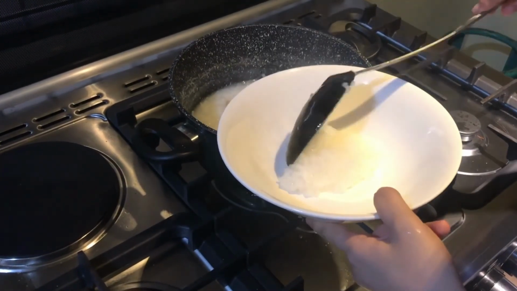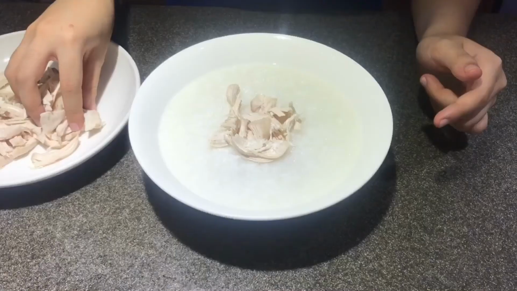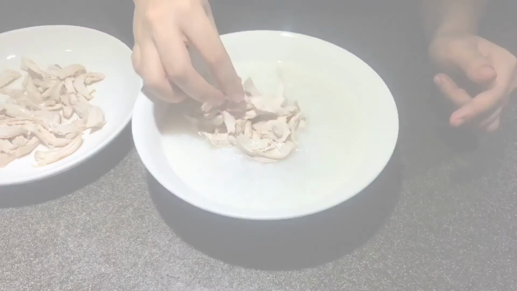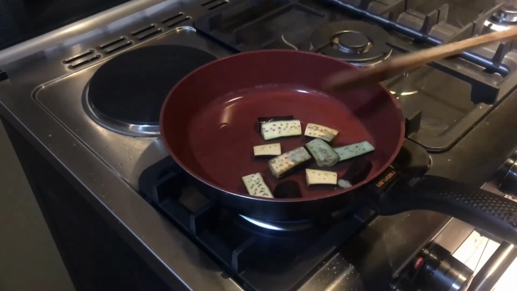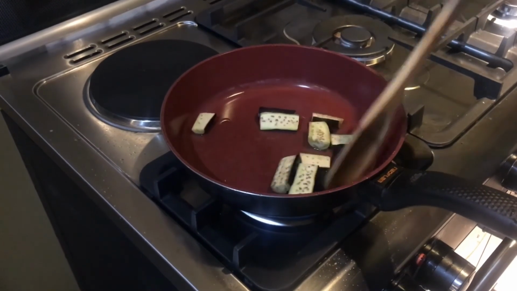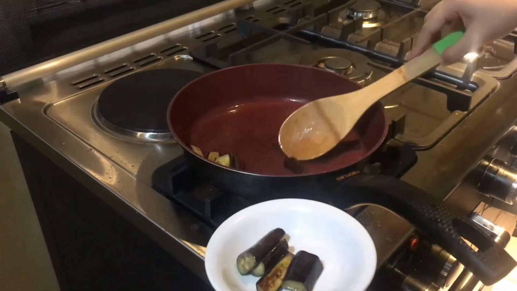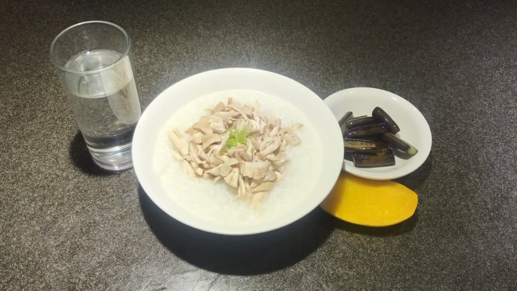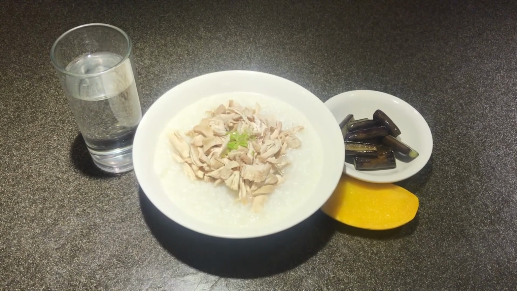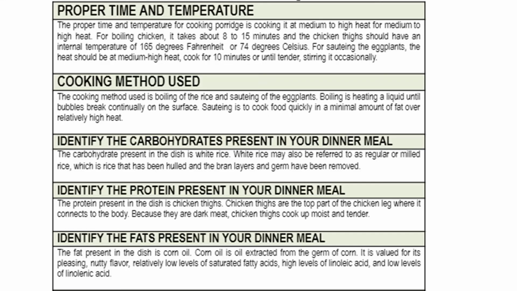Now that the porridge is cooked, place it into a bowl and add the shredded chicken on top. Cook 1/2 cup of eggplant in 1 teaspoon of oil, and after cooking, place it into a small plate. And here is the final product. The dinner meal prepared is rice porridge with chicken shreds, sautéed eggplants, and sliced mango.